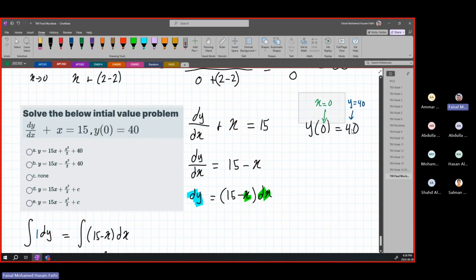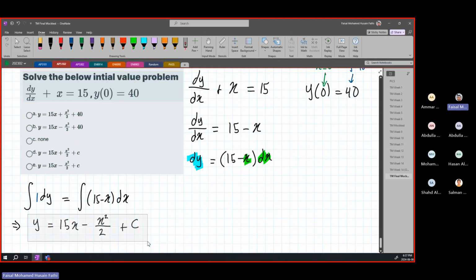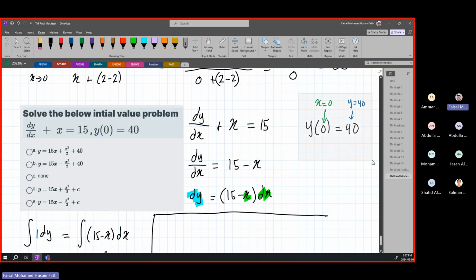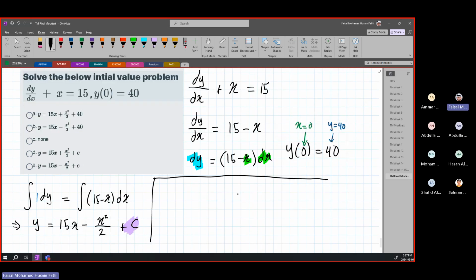However, we were given initial conditions, so we need to find the value of c. How do we do that? We plug in our values that we got from here. We're going to have y is equal to 40, 15 times x minus x squared over 2 plus c. What is our x value? It is 0 and 0. If you notice here, this all becomes 0 and 0. We will have 40 is equal to c, or in other words, c is equal to 40.